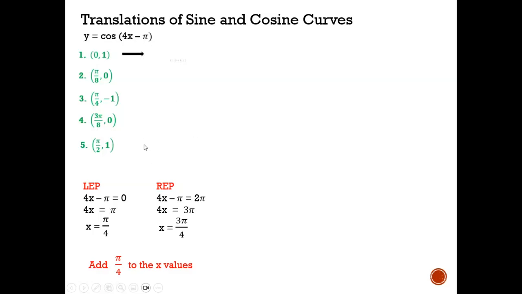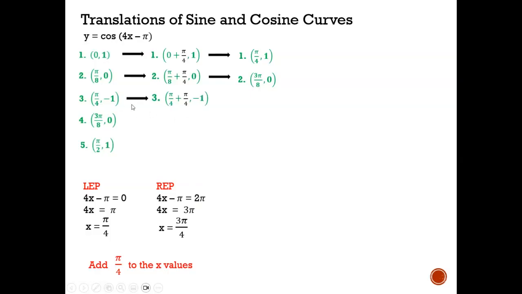That minus x right there, shift. So 0, 1. I add pi over 4 to that x coordinate, or 0, I get pi over 4 and 1. Next point, I add pi over 4 to that x coordinate, which gives me, reduced, 3 pi over 8 and 0. Next, I add pi over 4 to that x coordinate, pi over 4 plus pi over 4 gives me, reduced, pi over 2, negative 1.